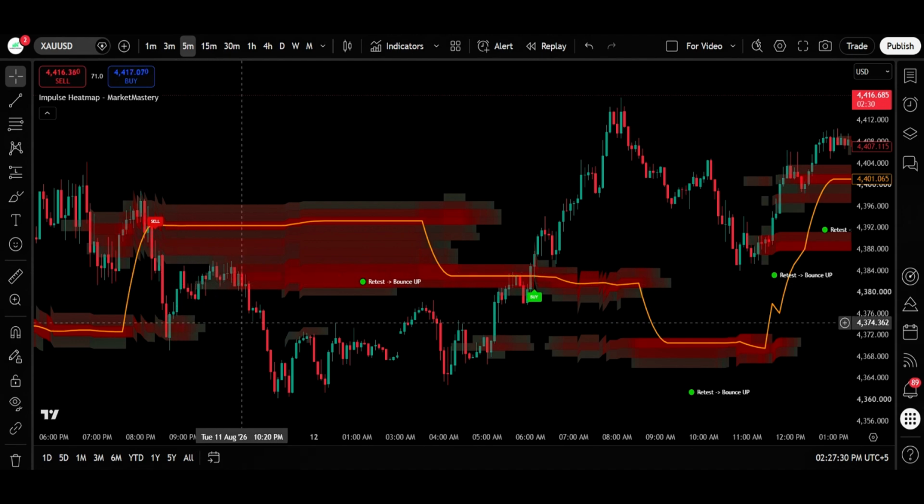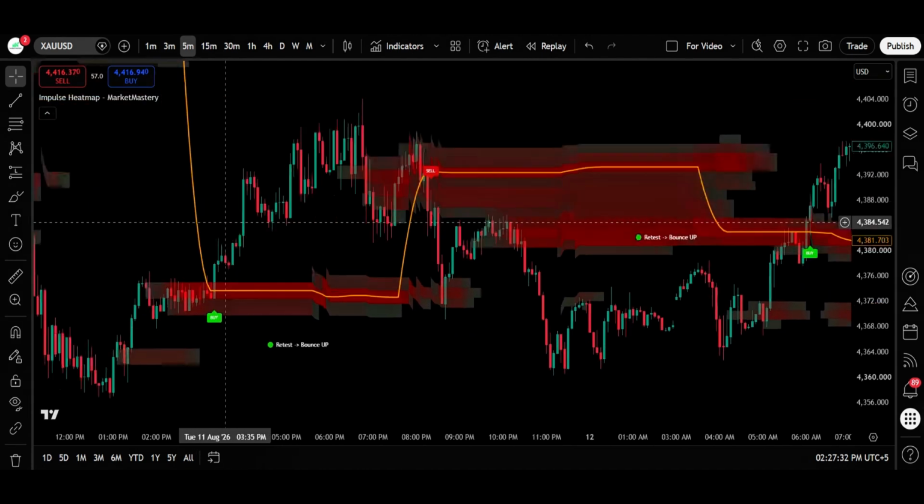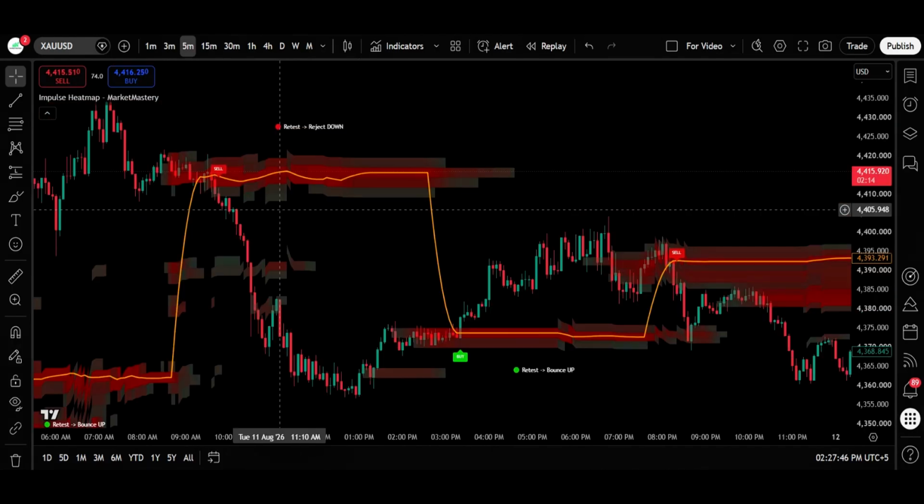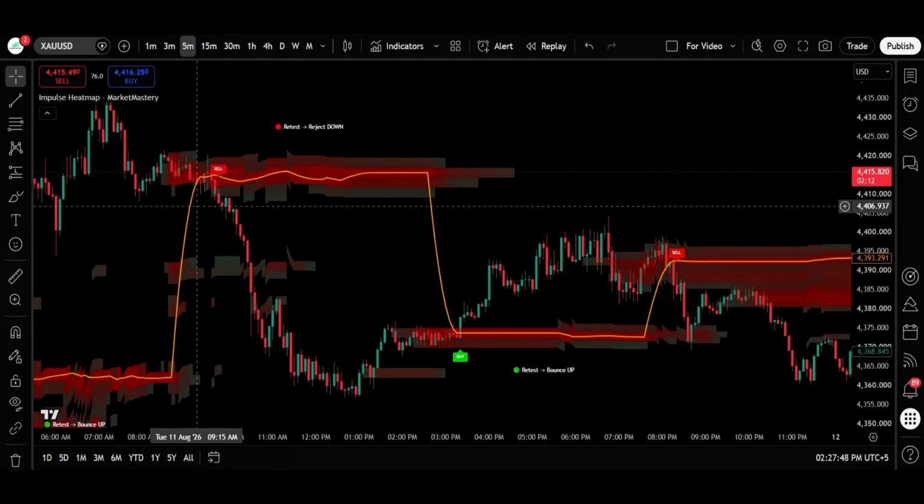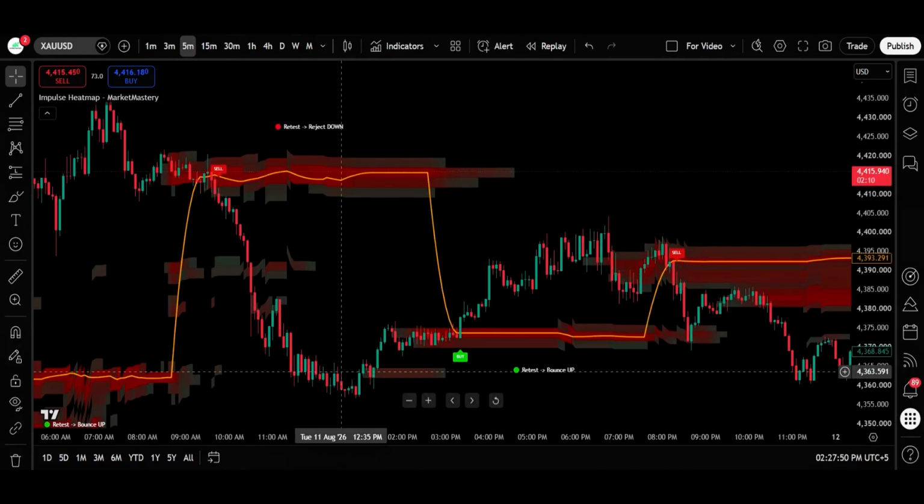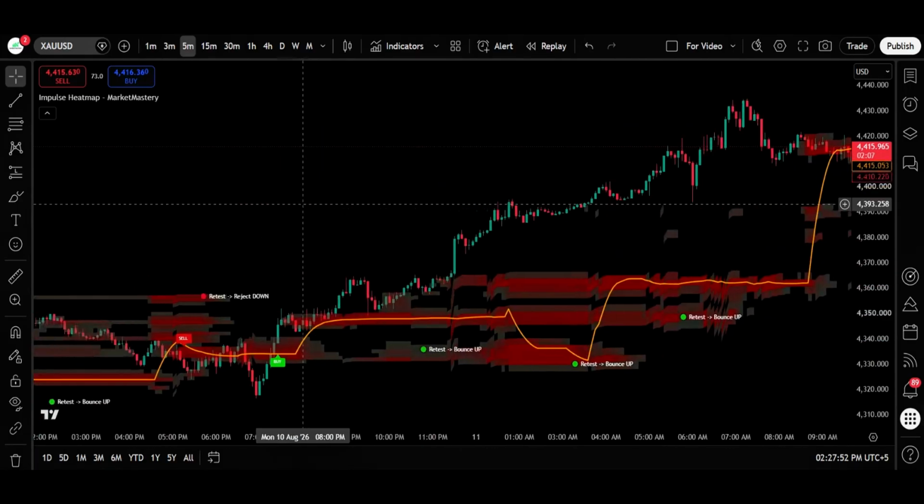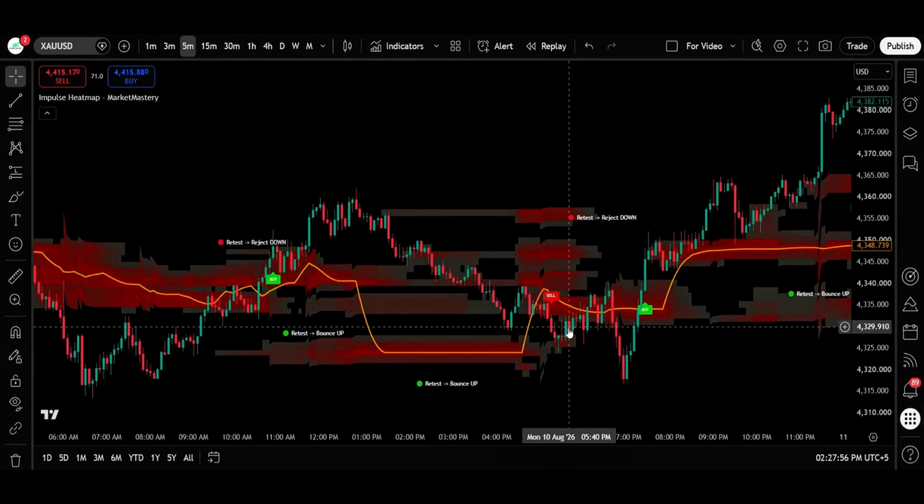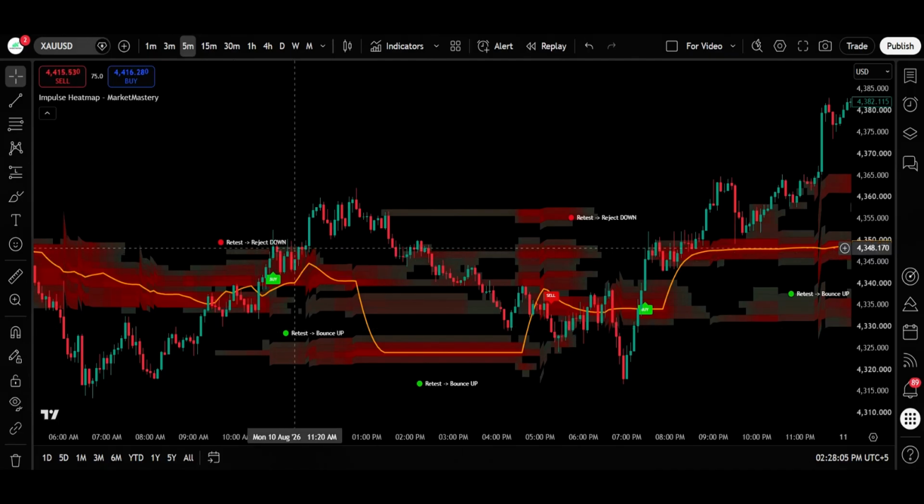Because these signals do not repaint, following these rules consistently month after month will make you a profitable trader. As you can see here, the market made a massive move where capturing 40 to 80 pips was very straightforward. Here is another easy 40 to 80 pip setup, and another right here.